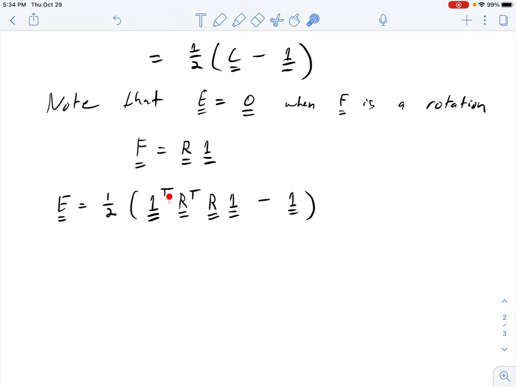Well, the transpose of the identity is just the identity. R transpose times R is the identity because it is a rotation, and the cube of the identity is just the identity. So E is equal to 1/2 times the identity minus the identity, which is equal to tensor zero when F is a rotation.